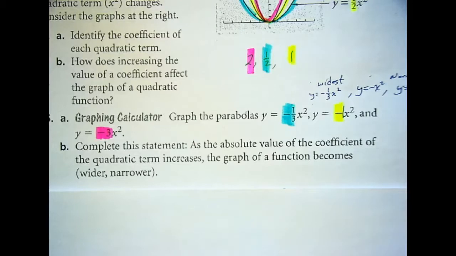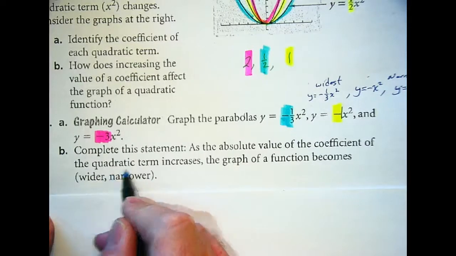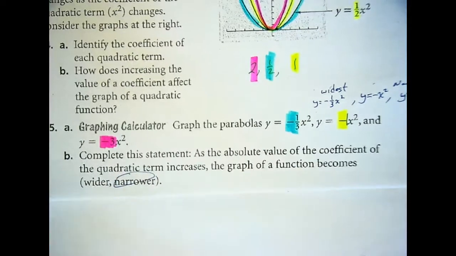As the absolute value of the coefficient of the quadratic increases, the graph of the function becomes narrower. All right. I didn't quite circle it well, but that's okay.